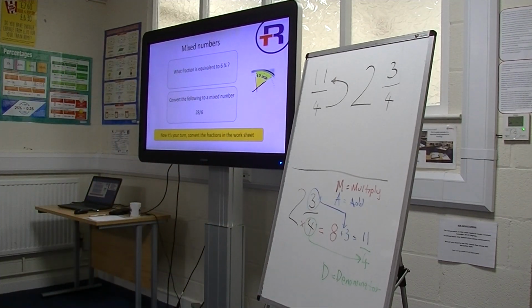There's a couple to just have a go at. Okay? So what fraction is equivalent to 6 3/4? And then convert the following, 28 over 6, to a mixed number. I'll leave those two up on the screen for you as a reminder. See if you can convert 6 3/4 to an improper fraction, and 28 over 6. If you want to, you can use the box. If not, use your calculator if you need to when you come to doing the multiplication bit on the first one.